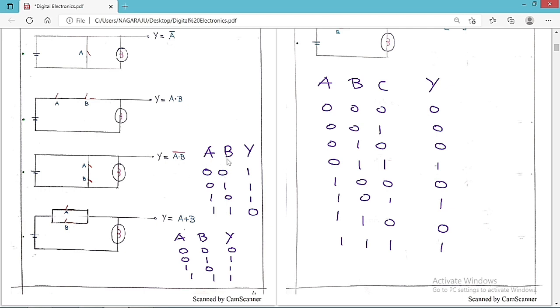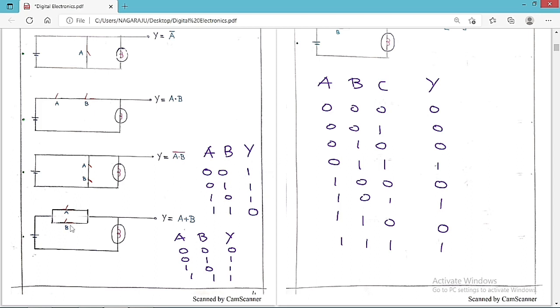So you can see clearly A, B and Y. If A is off and B is off, then no current passes through the switches, so the current is going to pass through the bulb, so the bulb is going to get on. If A is off and B is on, again current through the switches is 0, so current always flows through the bulb, so the bulb is always on. If A is on and B is off, again current passes through the bulb, so the bulb is going to get on. If I close both these switches, then no current passes through the bulb, so the bulb is going to get off. So this is A dot B whole bar, the equation for this.